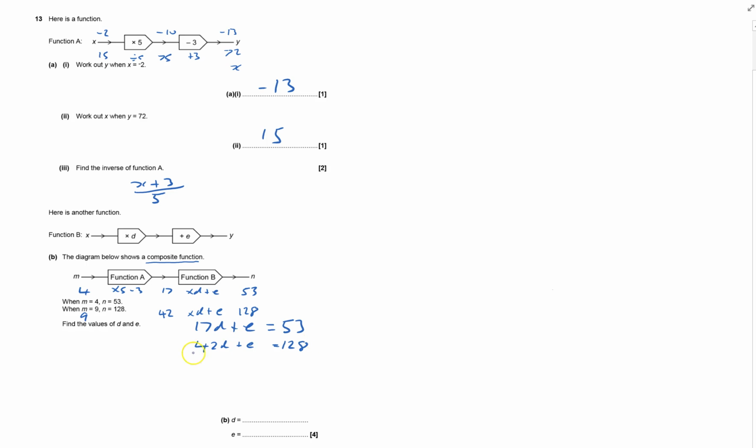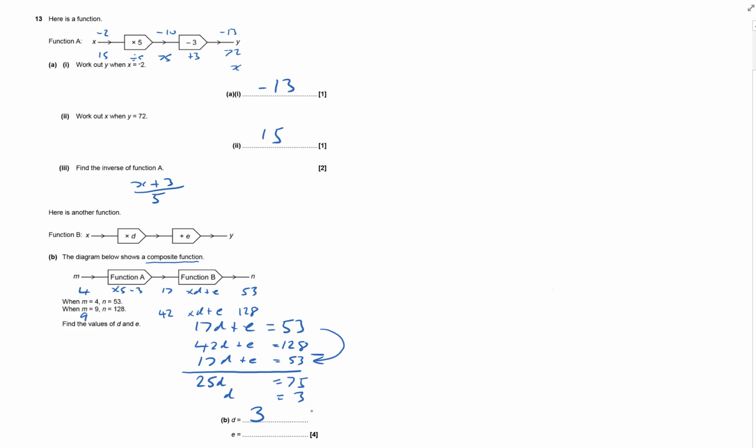And now I've got two equations, two unknowns. I can see the e's are the same. I'm going to swap this one around, I'm going to put that one at the bottom so I'm subtracting, and it's easier for me to see this way. So 17d plus e equals 53, and I'm going to subtract these bottom two here. 42d take away 17d is 25d plus nothing, and that will give you 75. So d equals 3.